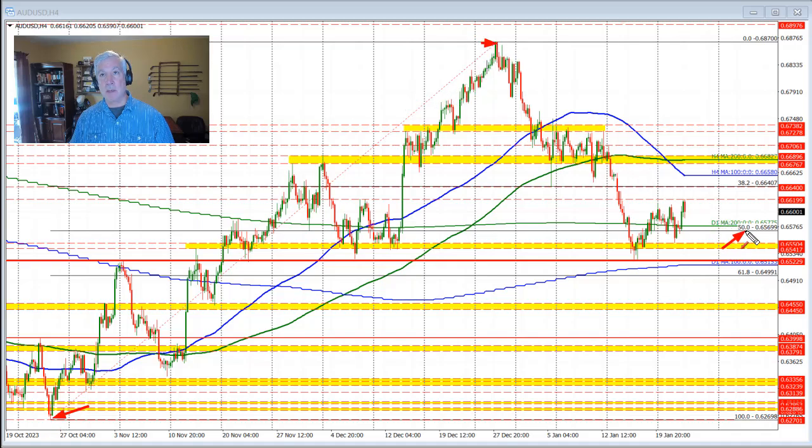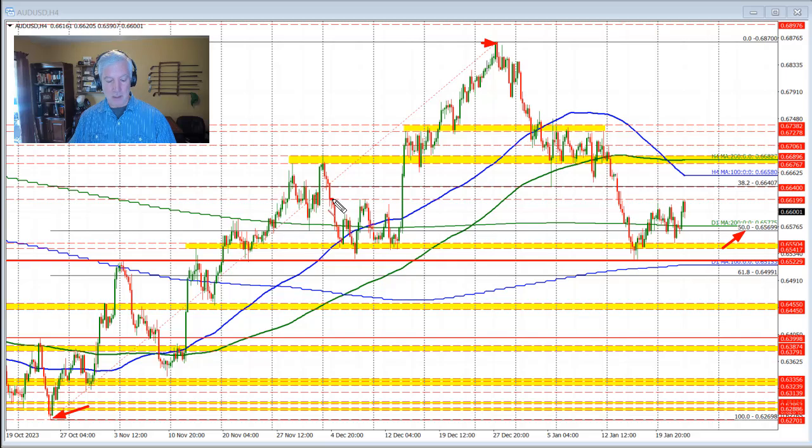The 50% comes in at 0.6569. So that area between 0.65699 and 0.65777 is going to be the barometer for bullish above and bearish below going forward, since we're breaking more to the upside. Now, the high price that we saw in trading here today has come up to a target area.